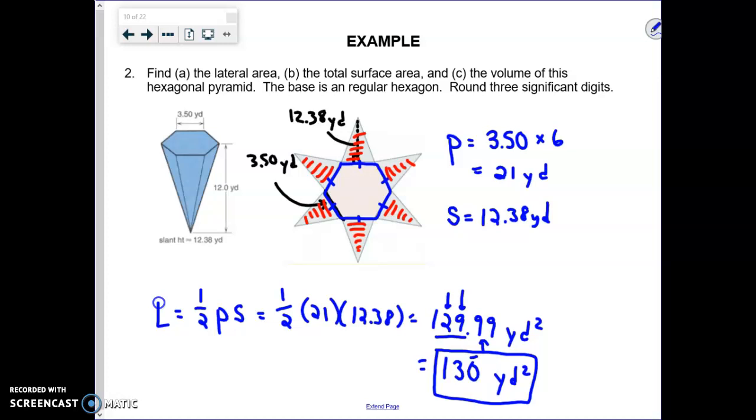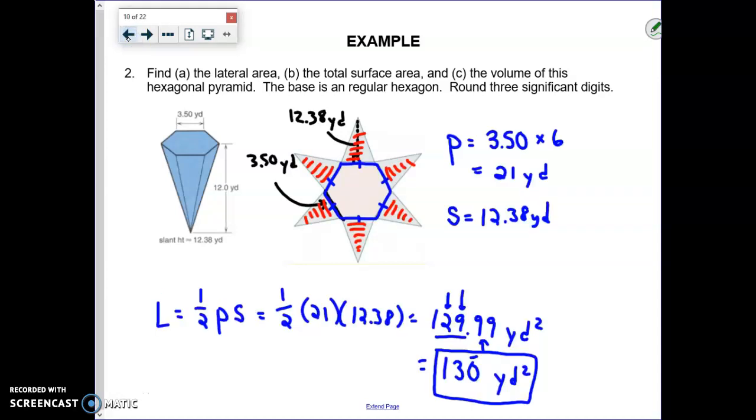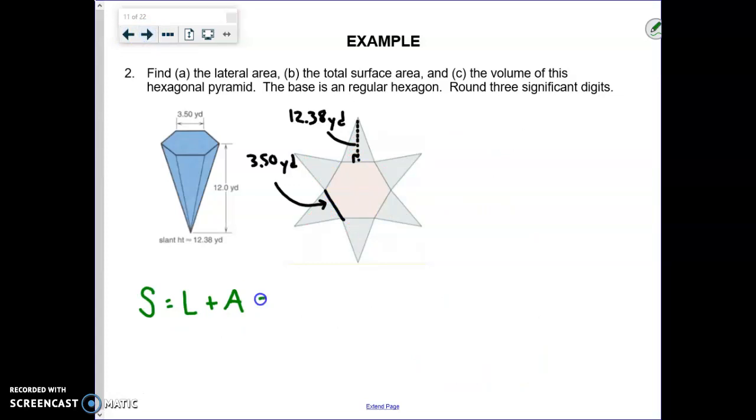So let's go and find the total surface area. Again, it's not listed on your formula sheet, but total surface area is just equal to the lateral area plus the area of the base. Your lateral area we just found. I'm not going to use the rounded value; it's 129.99 square yards. Now we just need to find the area of the base, which is the area of this regular hexagon. We need to figure out what that is and add it on to your lateral area.